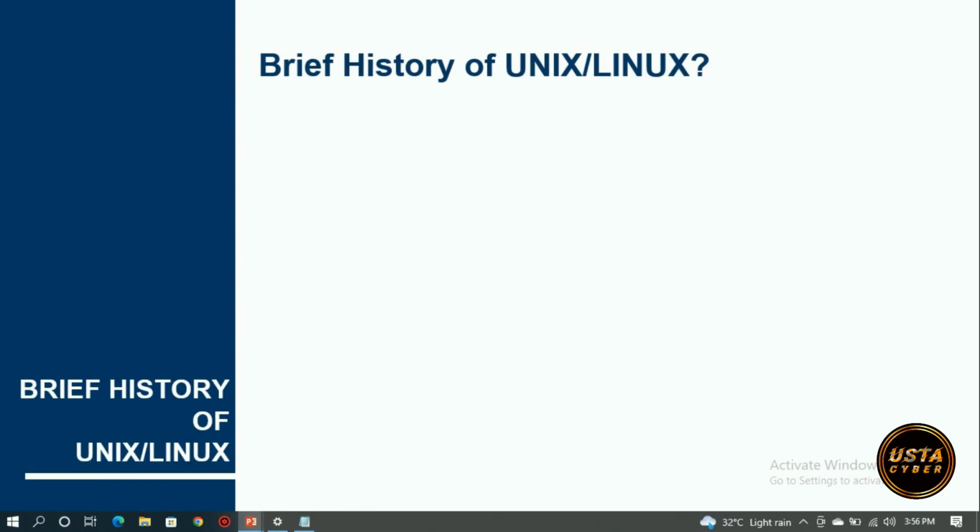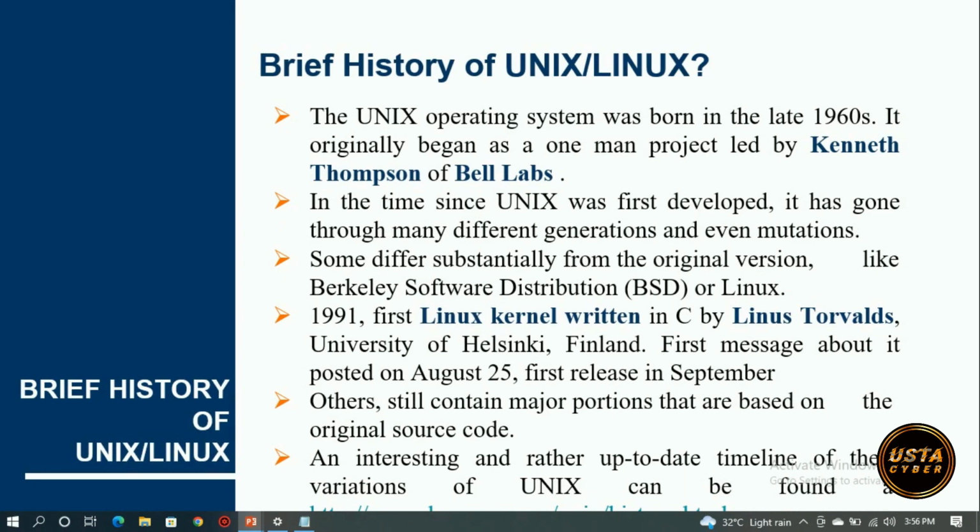Brief history of Unix and Linux. The Unix operating system was born in the late 1960s. It originally began as a one-man project led by Kenneth Thompson of Bell Labs. The operating system was soon christened Unix, a pun on an earlier operating system project called MULTICS. In 1972 to 1973, the system was rewritten in the programming language C, an unusual step that was visionary. Due to this decision, Unix was the first widely used operating system that could switch from and outlive its original hardware. In the time since Unix was first developed, it has gone through many different generations and even mutations. Some differ substantially from the original version, like Berkeley Software Distribution, BSD, or Linux.